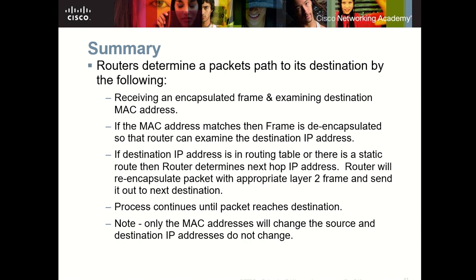What else? Routers determine the packet's path to its destination by the following: receiving an encapsulated frame and examining the destination MAC address. So if the MAC address matches, the frame is decapsulated so that the router can examine the destination IP address. If the destination IP address is in the routing table or there is a static route, then the router can determine the next hop IP address. Right? Ibutang niya dito sa iyang new information. So the router will re-encapsulate that with the appropriate layer 2 frame and send it out to the next destination.